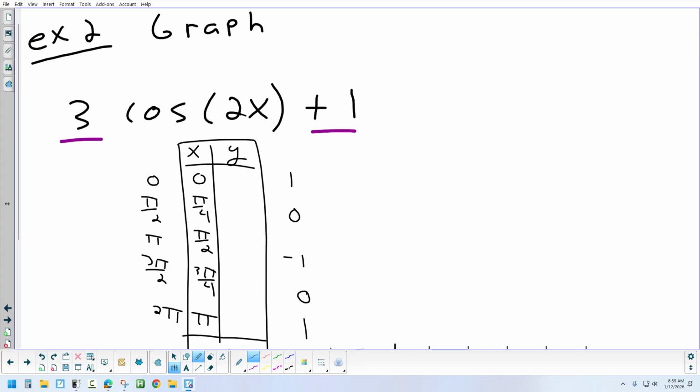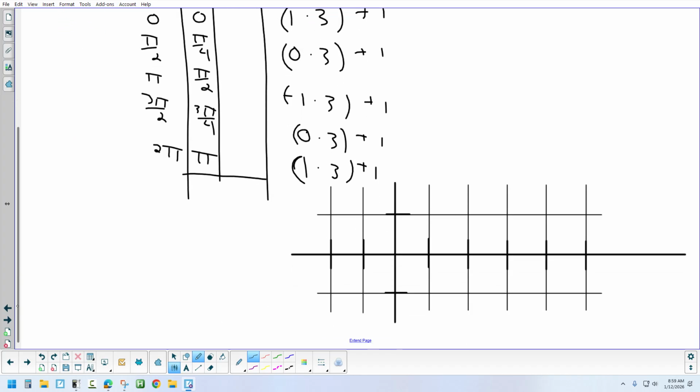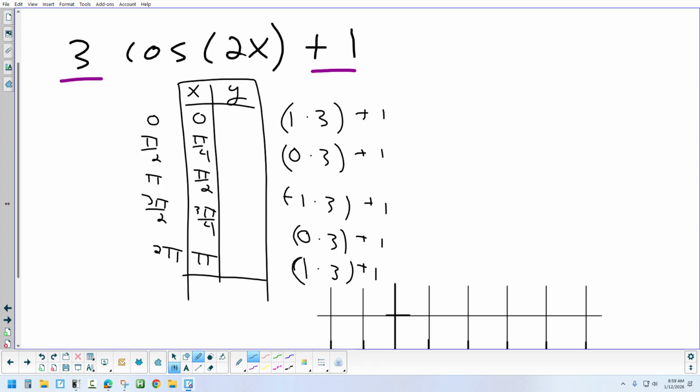Right. We always do the stretch first, then the shift. So we're going to times 3. So put that in parentheses. You're going to do that first. Then you're going to add 1. All right. What will my new y values be? Yep. 4, 1, -2, 1, 4. You said -2, 1, 4. That all looks good to me.